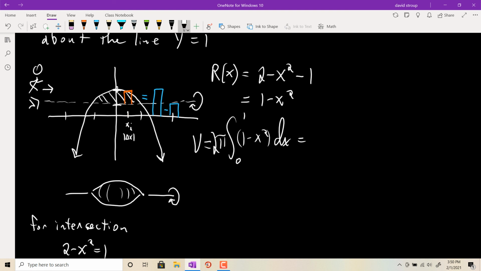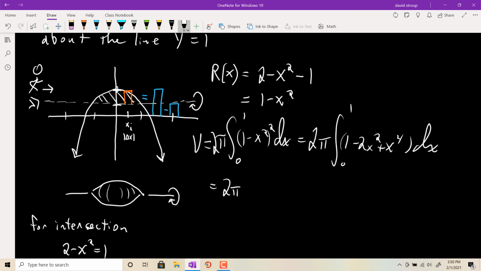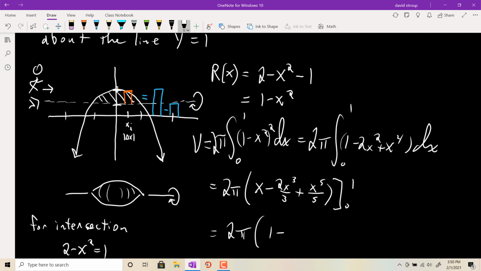Okay. So what do we get then? And this has to be squared. Okay. So what do we get? 2 pi times the integral of 1 minus 2x squared plus x to the 4th dx from 0 to 1. That will be 2 pi times x minus 2x cubed over 3 plus x to the 5 over 5, evaluated from 0 to 1. This will be 2 pi times 1 minus 2/3.